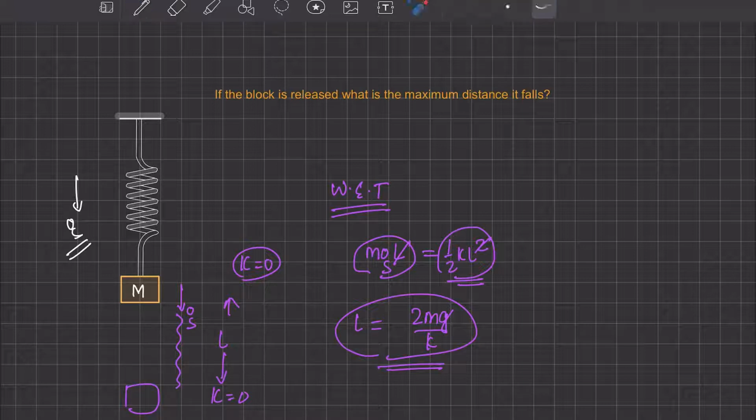Now this problem was pretty simple. It is a simple presentation of energy conservation, or we can say the work energy theorem. Now what happens if we jump to complex problems? Now let's solve one.